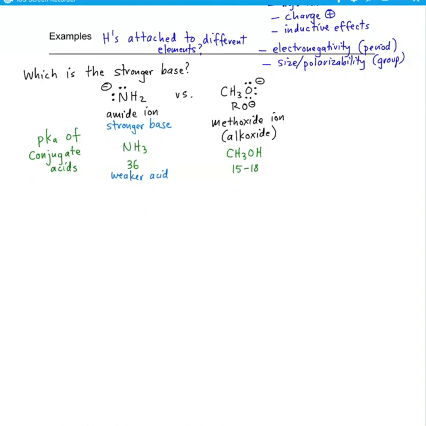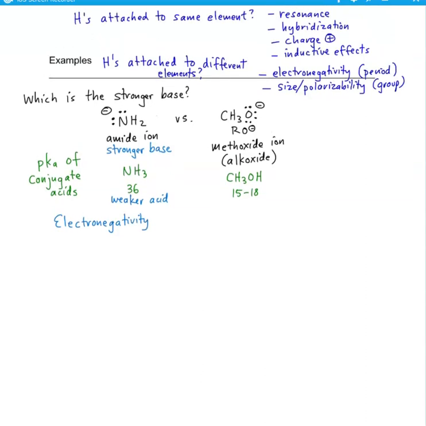Another way to answer the question would be to apply some conceptual reasoning. So we would think about electronegativity in this case, because the negative charge is on a different element in each of the bases. In one case, it's on the nitrogen, in the other, it's on an oxygen. So those are in the same period, so we would think about electronegativity. And what we would think is that oxygen is more electronegative than nitrogen, which means that it's holding its electrons more closely to its nucleus.